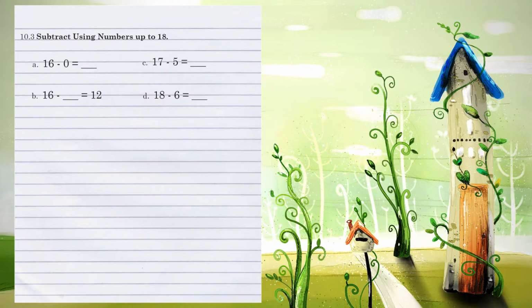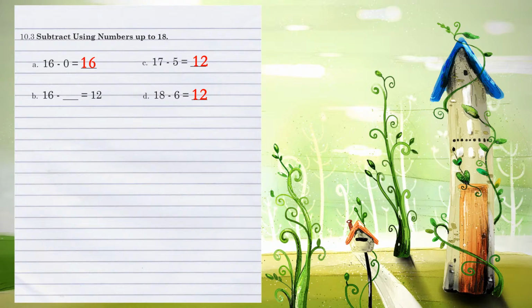Unit 10.3, subtract using numbers up to 18. Example A, 16 minus 0. If we don't take anything away from 16, we're still going to have 16. Example B, 16 minus what number equals 12?